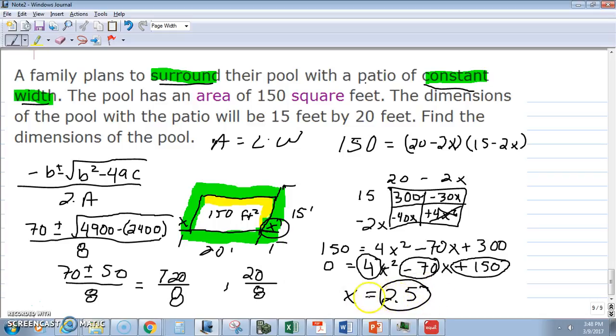But don't forget that hasn't answered the question. That's just the outside part. So if the whole thing is 20, the green part is length 20, and this x here, I'm circling the x, that's 2.5, and this is 2.5, then on the inside, it's 15. And over here, if this is 2.5 and this is 2.5, I subtract out from 15, this side is 10. So the dimensions of my pool are going to be 10 by 15.